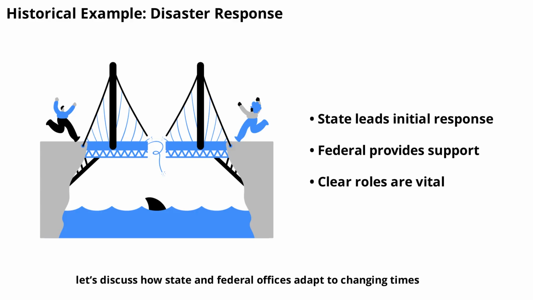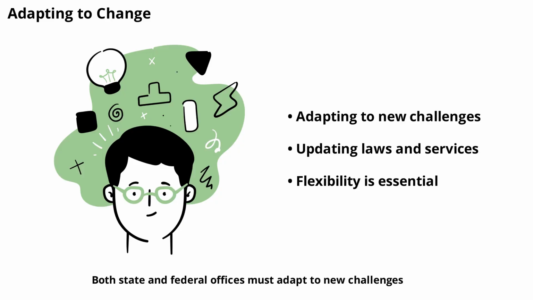Now, let's discuss how state and federal offices adapt to changing times. Both state and federal offices must adapt to new challenges, such as technological advances, demographic shifts, and global events. They update laws, policies, and services to meet the needs of a changing society. Flexibility and innovation are key to staying effective and relevant.